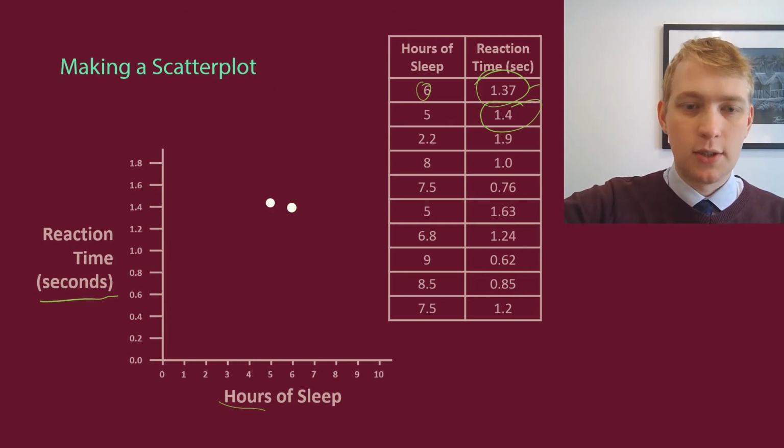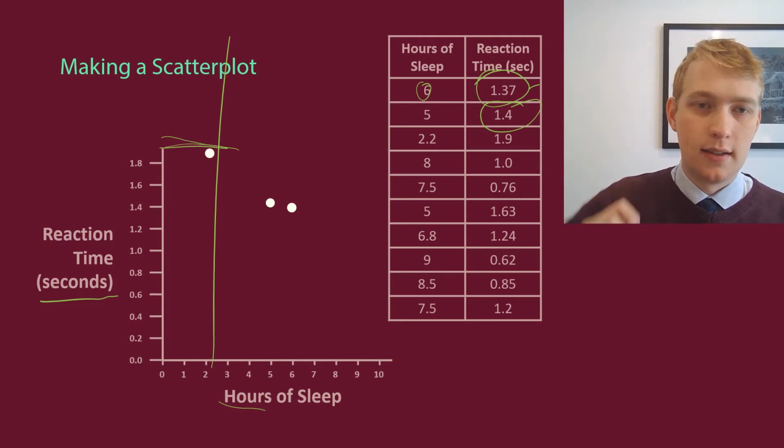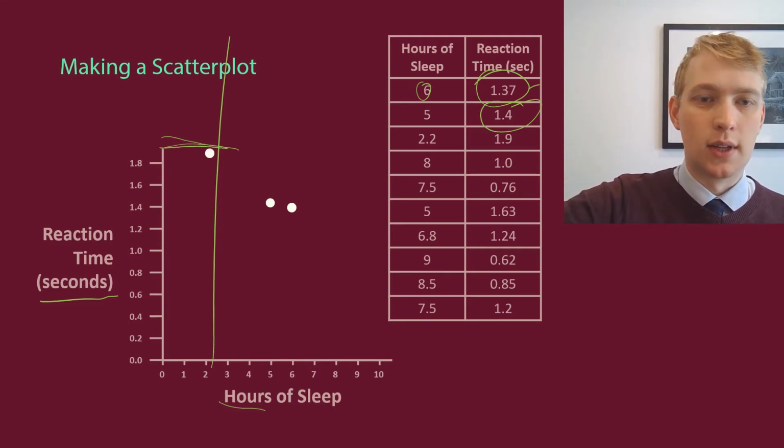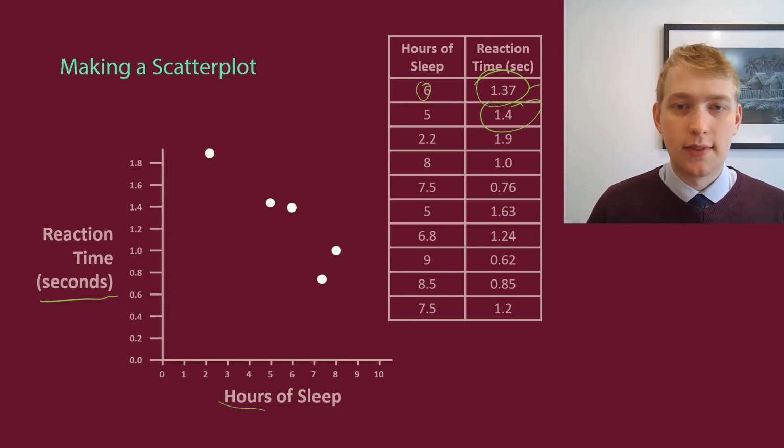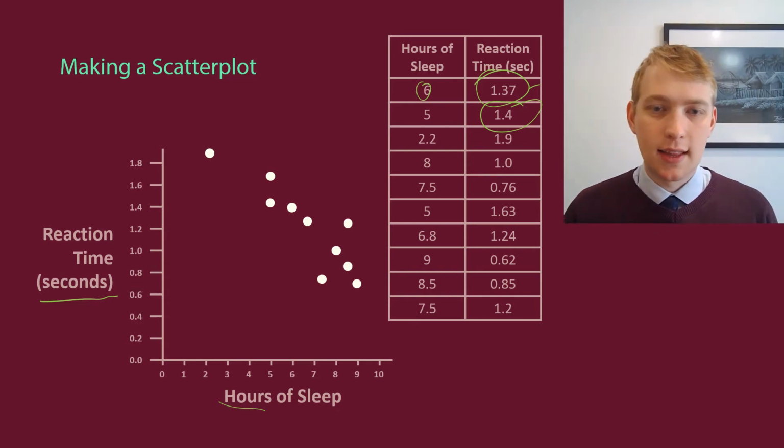We'll do the next one, 2.2, so line up. Oh, sorry, it's not very straight. And then 1.9, which is going to be about there. You can see I should be using a ruler. But we get the idea, hopefully. So we go through, we put each of our dots on. You can check them if you want to.